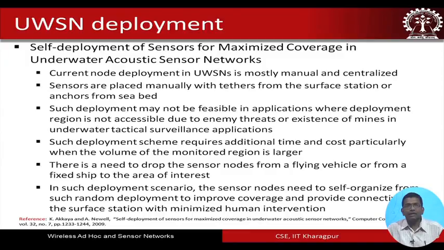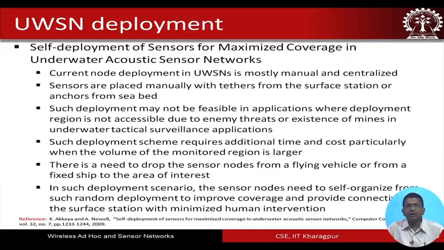Now, let us look at a specific type of underwater sensor network deployment algorithm that is proposed, which is the self deployment of sensors for maximized coverage in underwater acoustic sensor networks. This particular paper was published by Akaya and Newell in Computer Communications Journal in 2009. So, these are the features of this particular deployment algorithm. The current node deployment in underwater sensor networks is mostly manual and centralized. Sensors are placed manually with tethers from the surface station or anchors from the seabed. These are the considerations that this algorithm by Akaya and Newell takes.